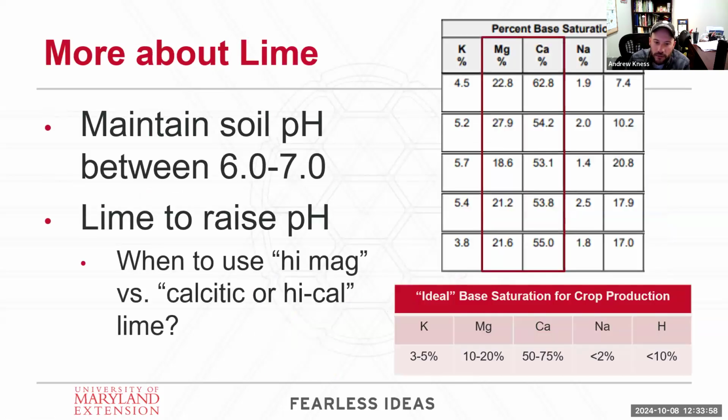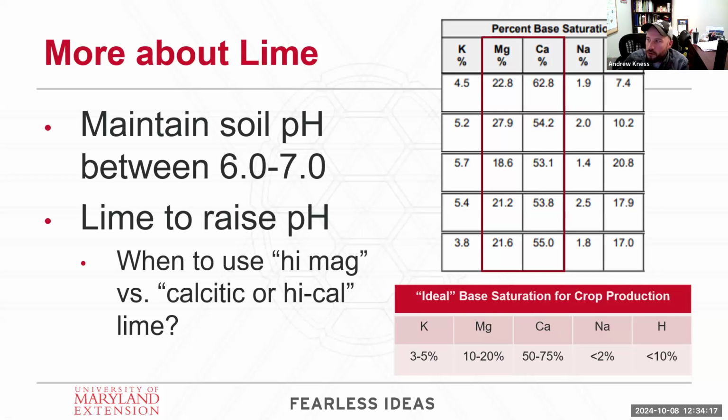So let me go back. I see a question about lime. So high mag lime or dolomitic limestone is magnesium carbonate, so it has magnesium in it. And calcitic lime or high cal lime is calcium carbonate. It has calcium in it. Okay, so those are your two main liming materials.